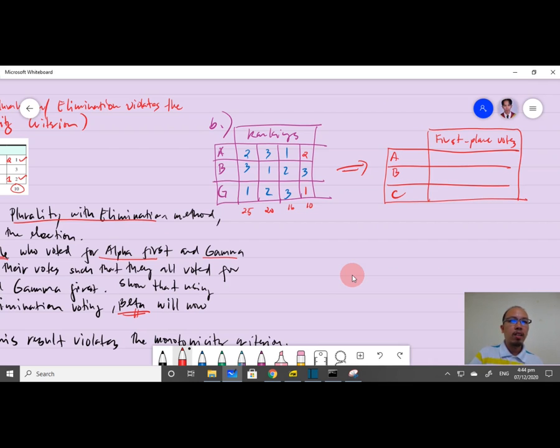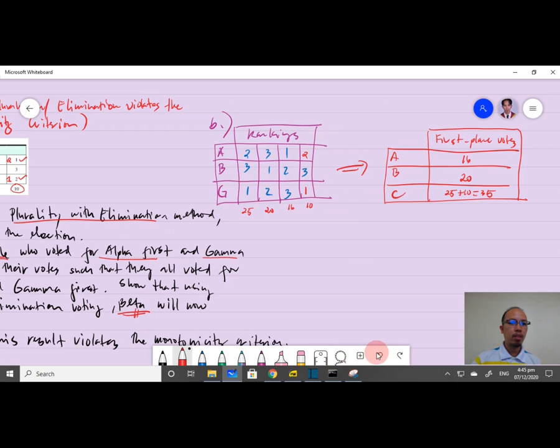Okay. And then let's look at the first place votes for alpha. We have 16 here. Okay, we have 1 here, so we have 16. So 16, and then 1 also here for beta. We have 20. We have here 20, and then gamma, we have 25 and 10. We have 1 here and 1 also here. So 25 plus 10, so we have 35. So we are going to eliminate alpha. Okay, so alpha will be eliminated.